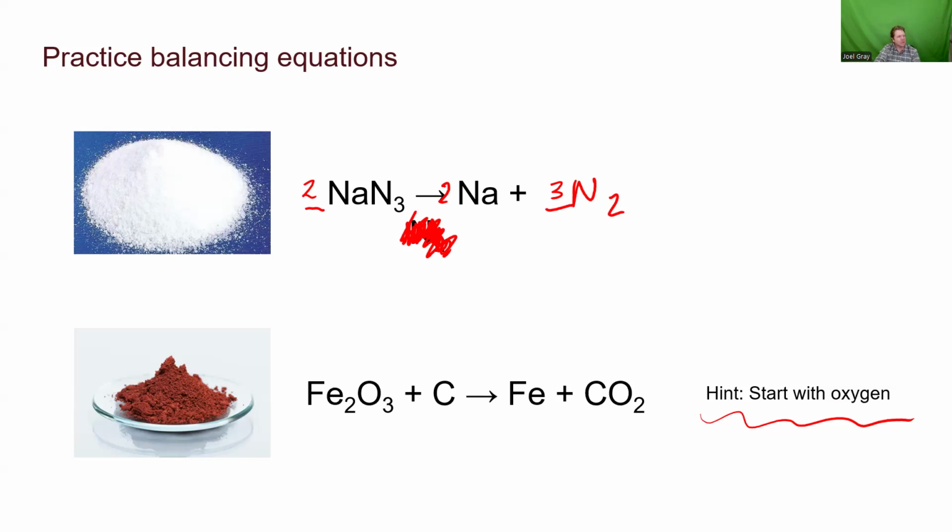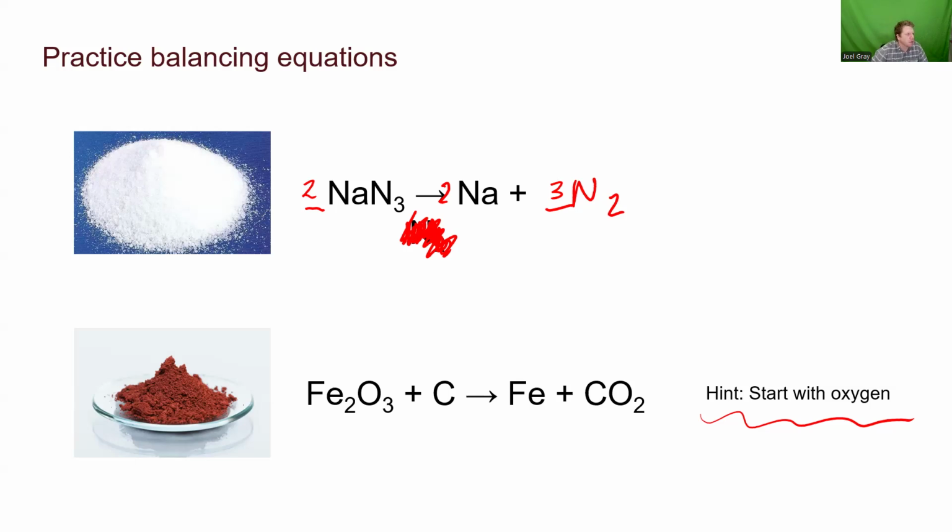We've got Fe2O3, so that's an iron oxide, plus C yields Fe and CO2. Okay, so we've got iron oxide reacts with carbon to form CO2. Now, as you can see, the carbons are balanced already. That's great. The irons. Okay, well, you know what I think we want to do, just to give the demonstration, we're going to go ahead and start with the irons and see where that gets us. And then we'll come back and do the oxygens.